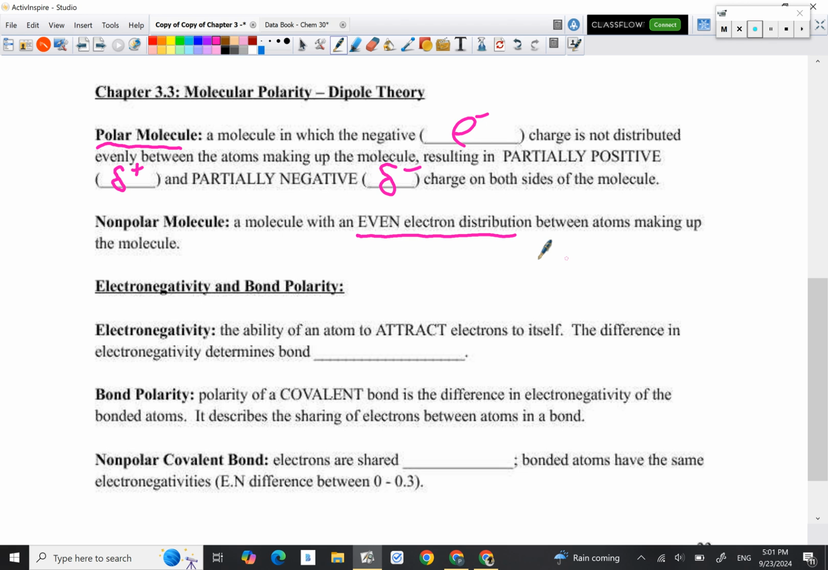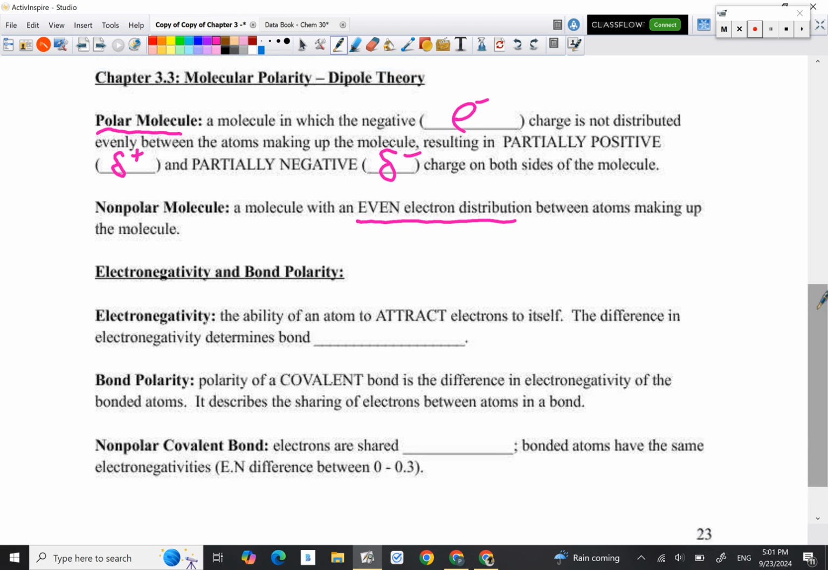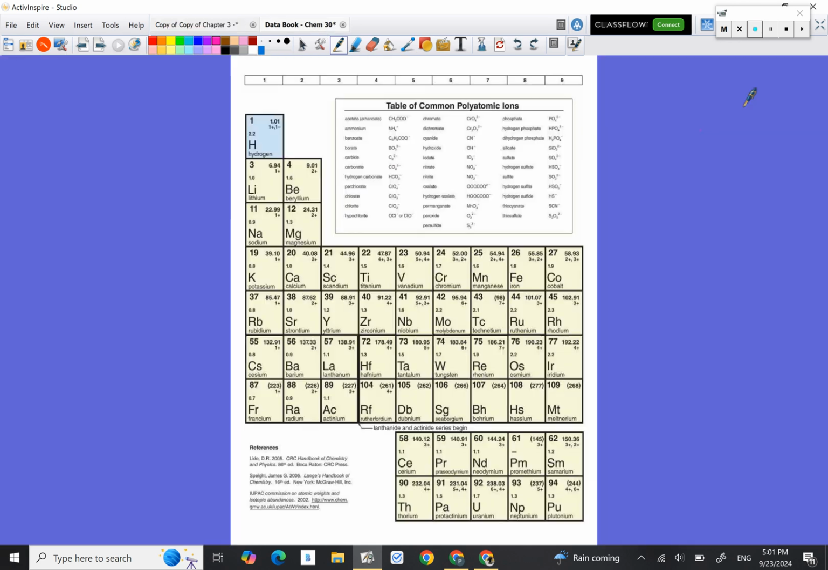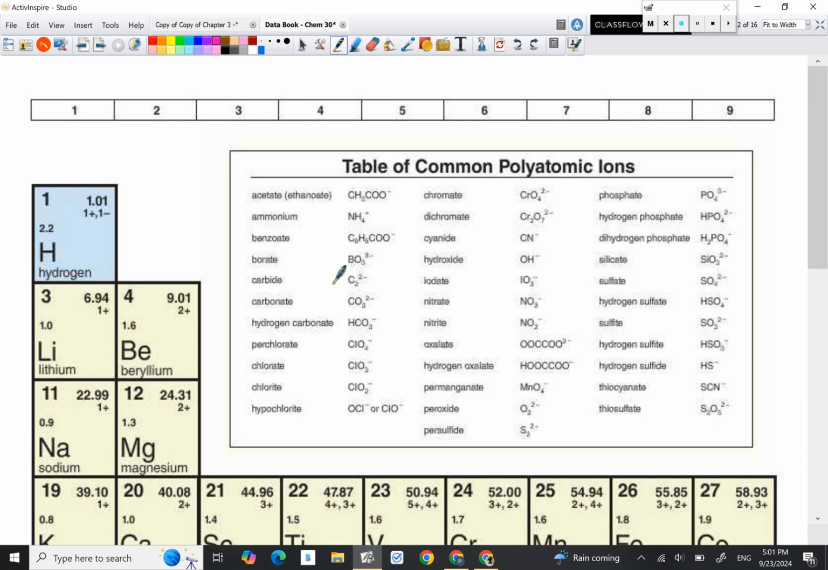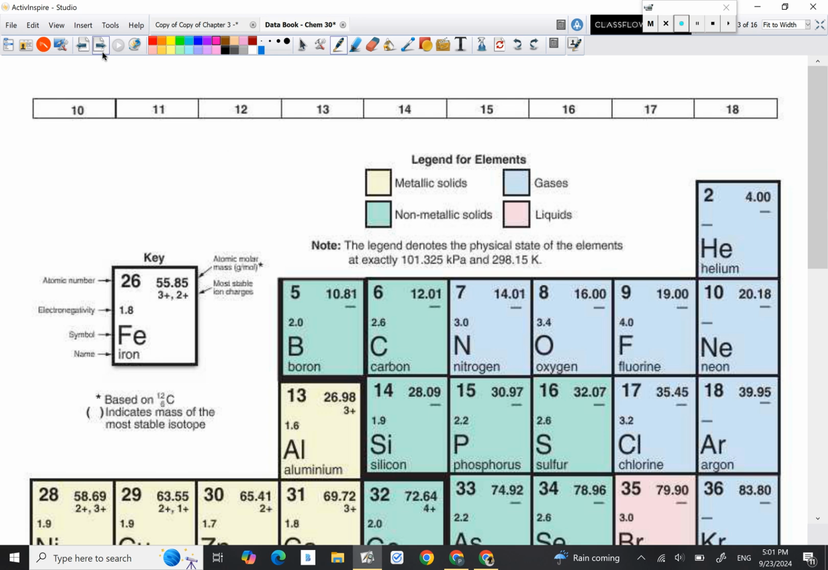First of all, we need to make sure that we understand the difference between a molecule and a bond, because we're going to talk about both: molecule polarity and bond polarity. A little reminder: electronegativity is the ability of an atom to attract electrons to itself. We've already looked at these numbers, so if you remember, go into your data booklet and look at the electronegativity values. Metals have low electronegativities, and nonmetals generally have high electronegativities.